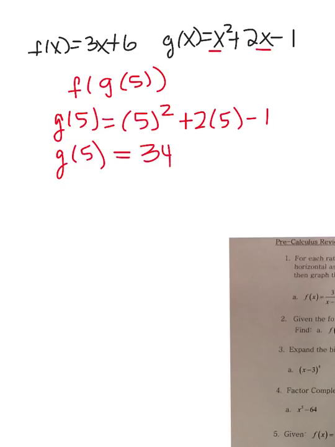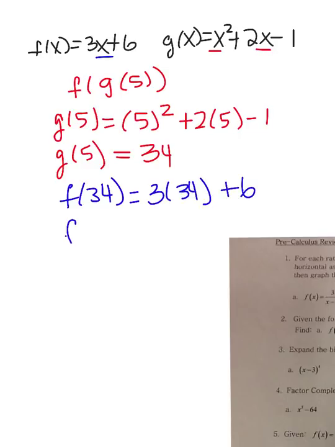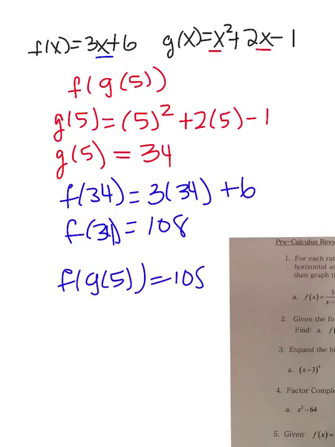So now I want to find f of 34. So I go to my f function. Wherever I see an x, I plug 34 in. So it's 3 times 34 plus 6. So we get f of 34 is equal to 108. So f of g of 5 is equal to 108.